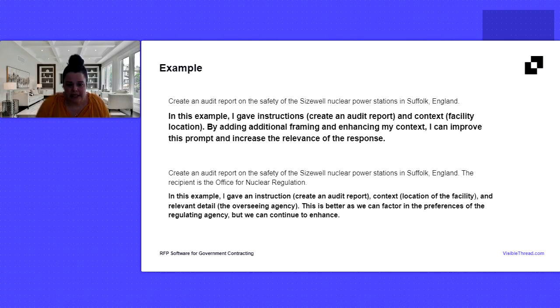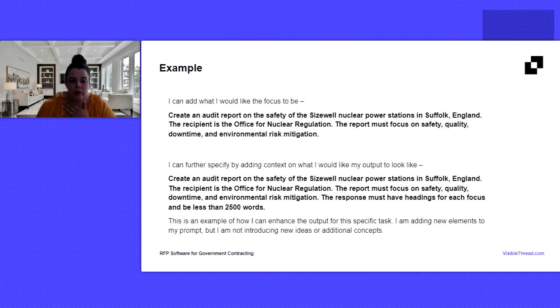So we have our basic prompt here, but then I've added the recipient. The recipient is the Office for Nuclear Regulation. So adding the detail of the overseeing agency can be factored in if we think about preferences, and we can continue to enhance this to make sure that we are creating content for that specific audience. So to build on that, we have our facility location, our recipient, so our audience, and then our focus. So we want to make sure that we're focusing on safety, quality, downtime, and environmental risk mitigation.